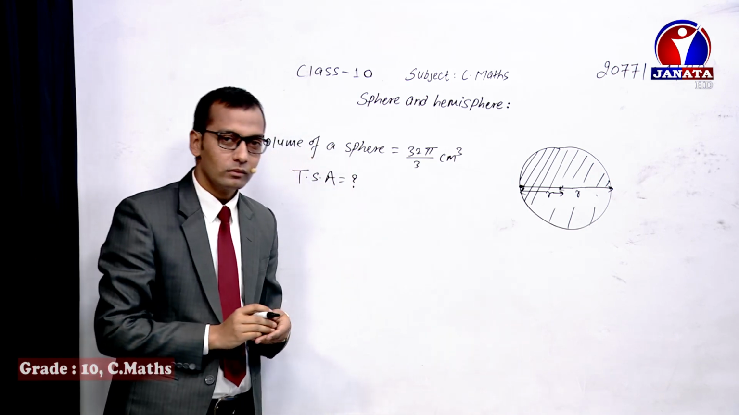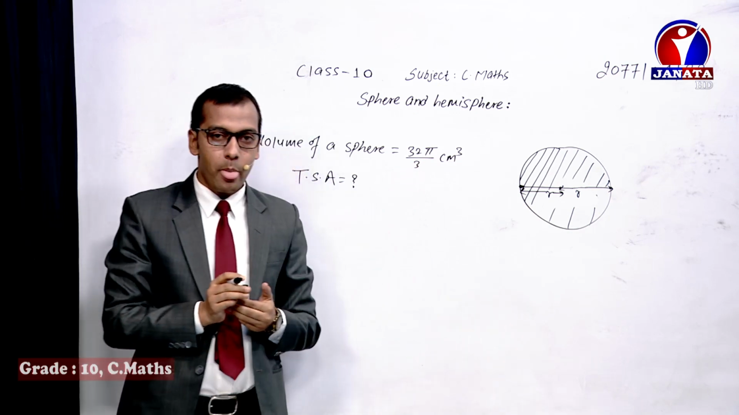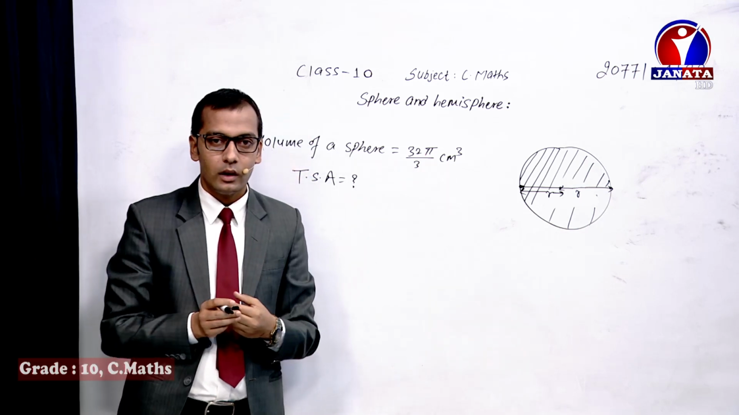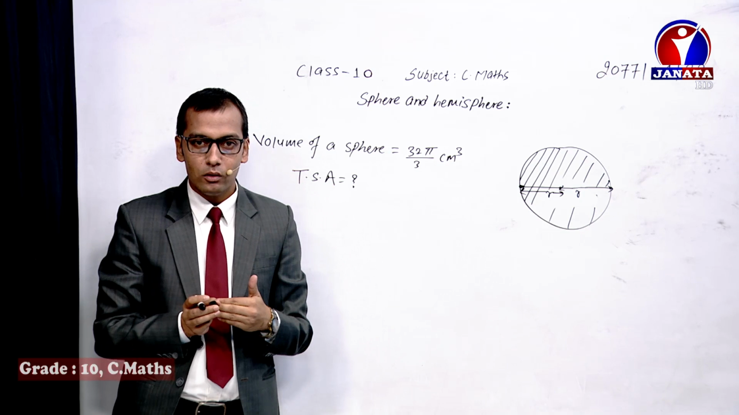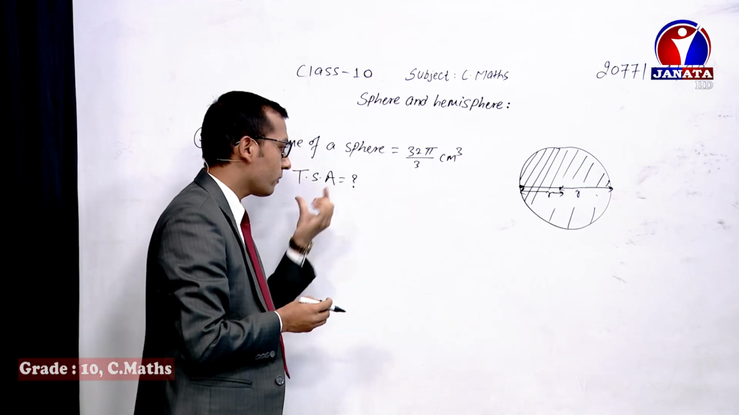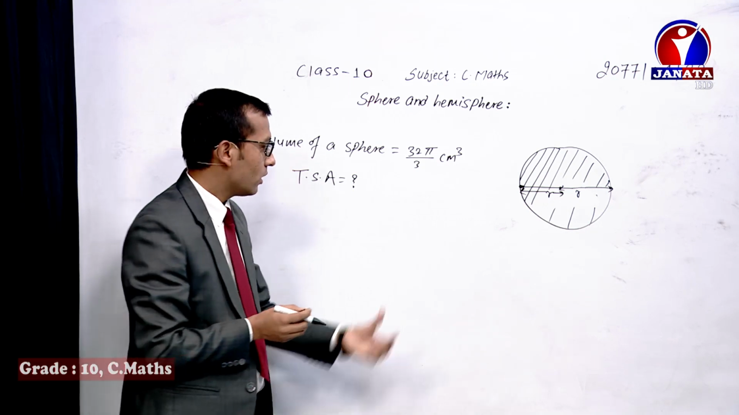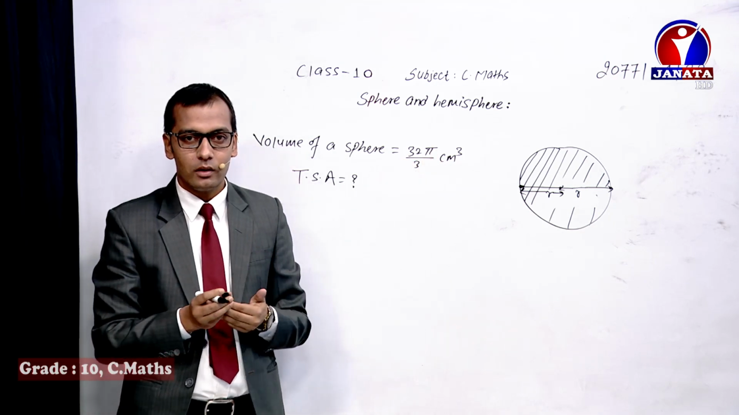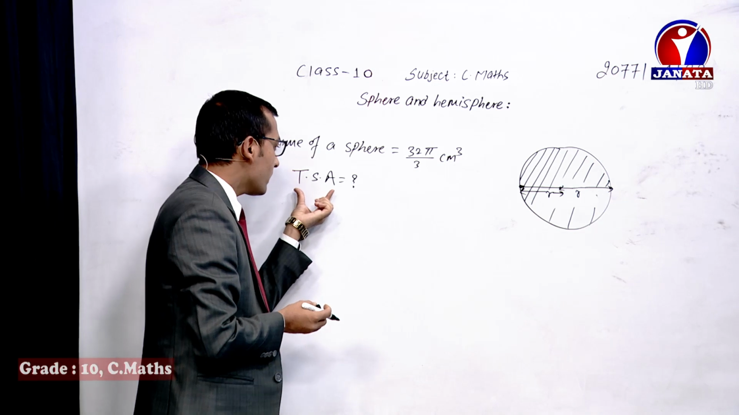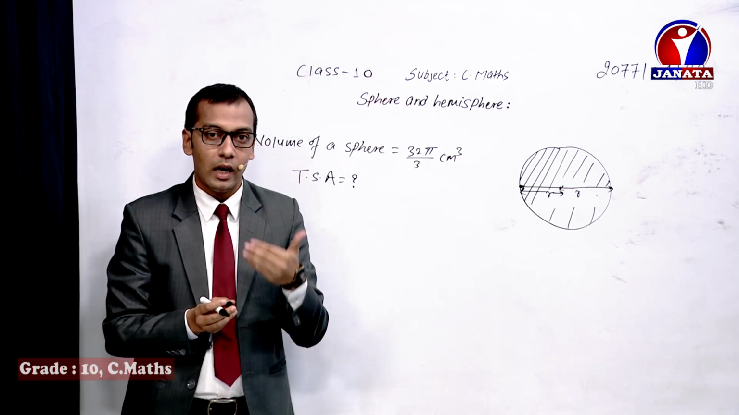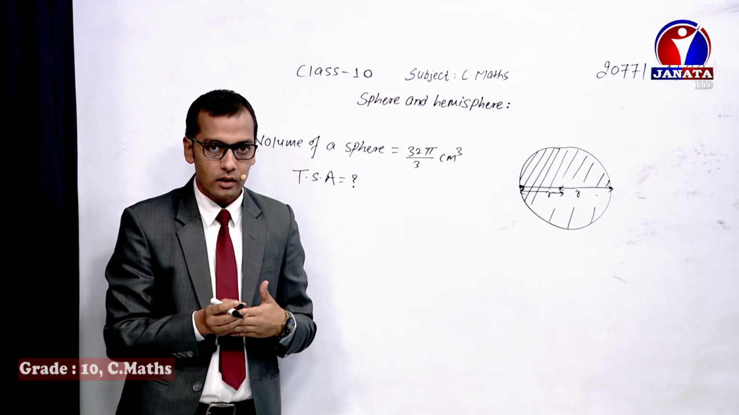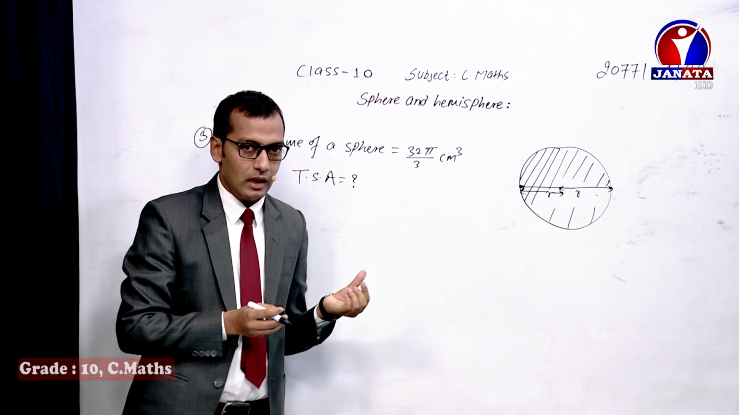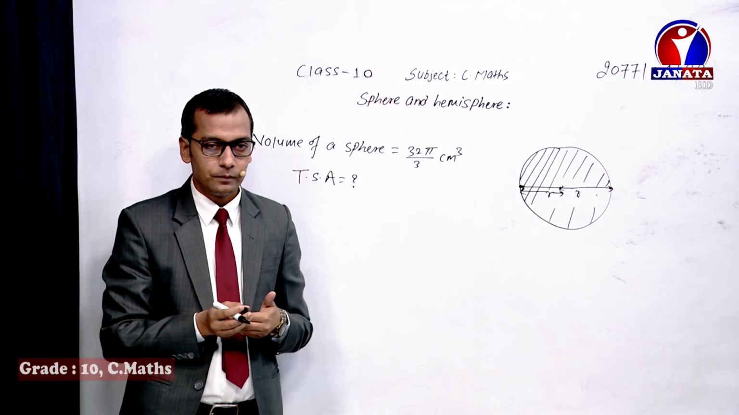Now first of all we should know the formulas of volume of a sphere and total surface area. After knowing the concept of volume and surface area, first of all, with the help of volume of a sphere, we can calculate the radius, because in the surface area of a sphere there is a term r. There is a variable r which is radius. So we need to find the value of radius r, and then we can use the formula of TSA, or surface area or total surface area of a sphere.